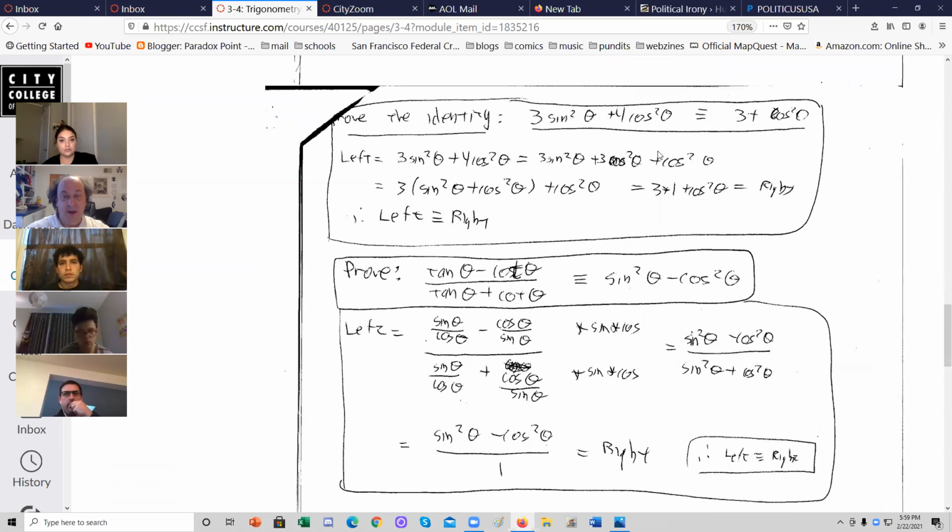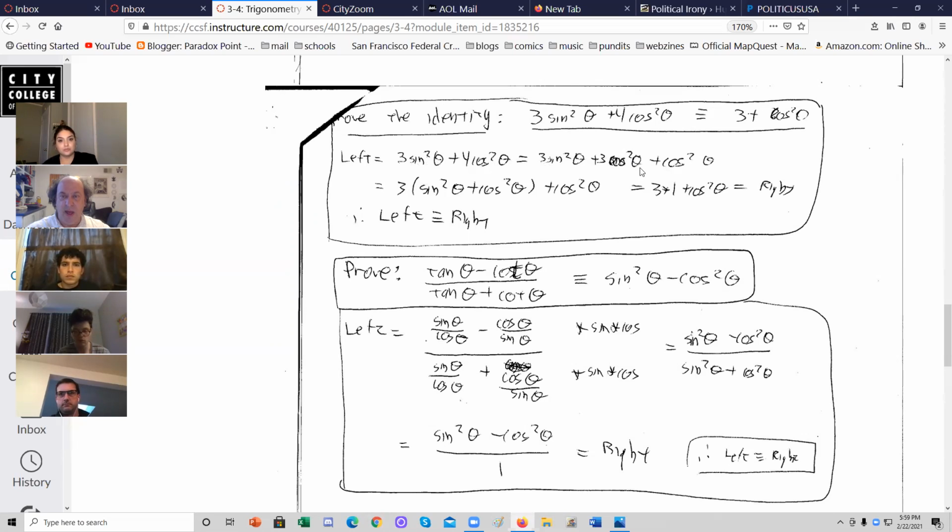Now, here are some examples. Prove the identity that 3 sine squared plus 4 cos squared equals 3 plus cosine squared. All right, here we go. Left side: 3 sine squared plus 4 cos squared. Break 4 cos squared into 3 cos squared plus cos squared: 3 sine squared plus 3 cos squared plus cos squared.